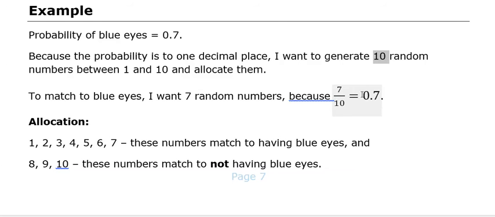7 divided by 10 is equal to 0.7. So therefore I'm going to take my first 7 numbers, 1, 2, 3, 4, 5, 6, 7, and match those to having blue eyes. Whereas the numbers 8, 9 and 10, if I randomly generate those, that means they're going to match to not having blue eyes.